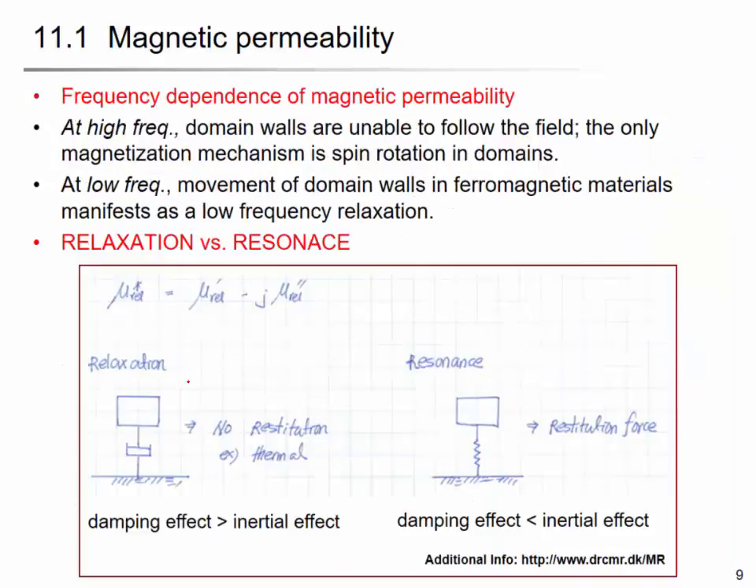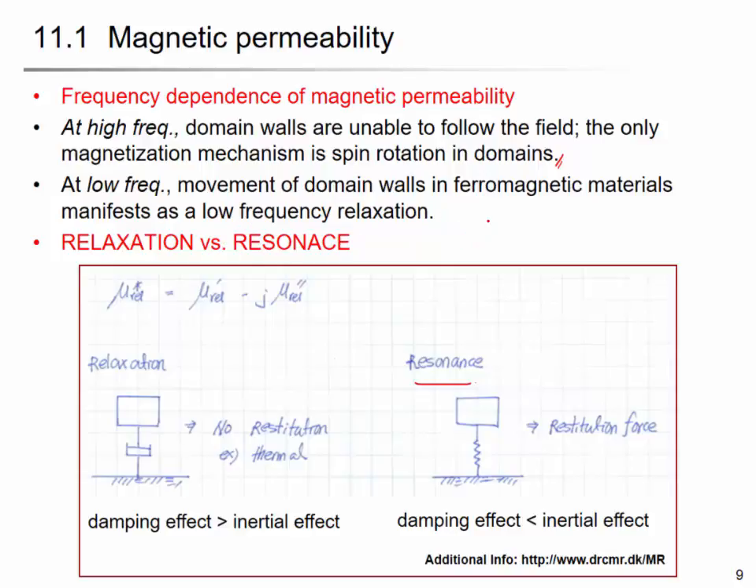Okay, then the magnetic permeability. When we look at the high frequency response and the low frequency response, the domain walls are unable to follow the external field. So at high frequencies, you're alternating the external magnetic field, and the dipoles may have viscous drag, or the inertia is too big to follow the external field change. So the only magnetization mechanism is spin rotation in domains. So this occurs when you have a resonance. And at low frequency, movement of the domain walls manifests as a low frequency relaxation.